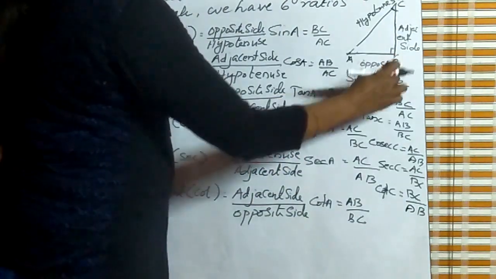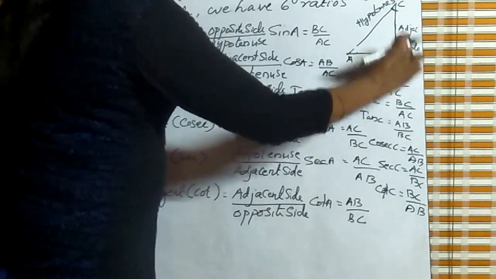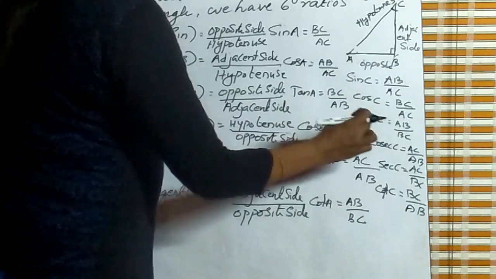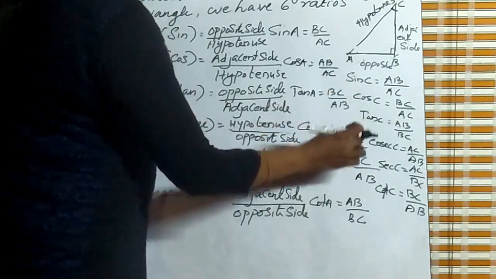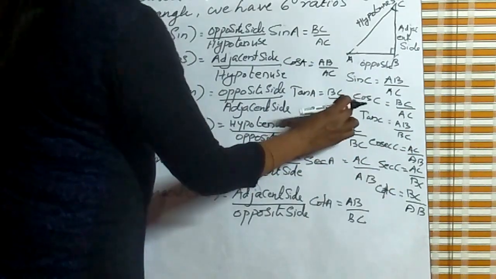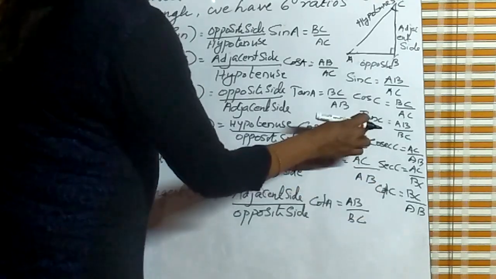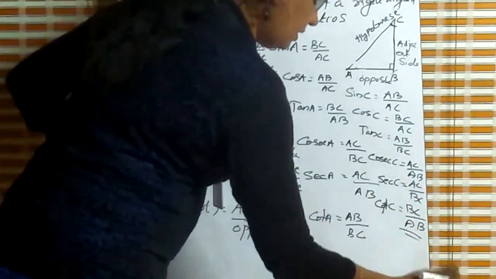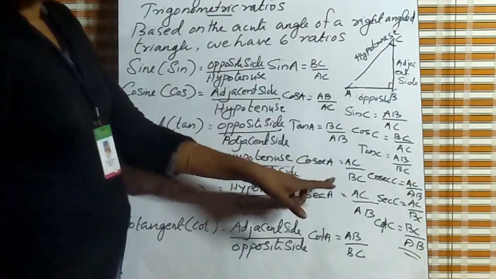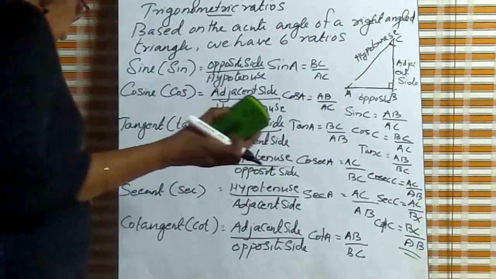Listen. Sin C, opposite side by hypotenuse, AB by AC. Cos C, adjacent side by hypotenuse, BC by AC. Tan C, opposite side by adjacent, AB by BC. Then cosec C is the reciprocal of sin C, AC by AB. Sec C is the reciprocal of cos C, AC by BC. And cot C is the reciprocal of tan C, BC by AB. Now, based on the two acute angles of a right angled triangle, we can write 6 trigonometric ratios.